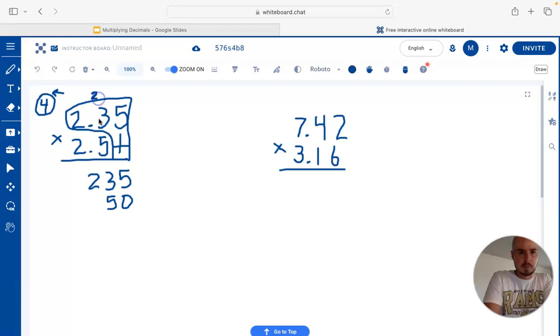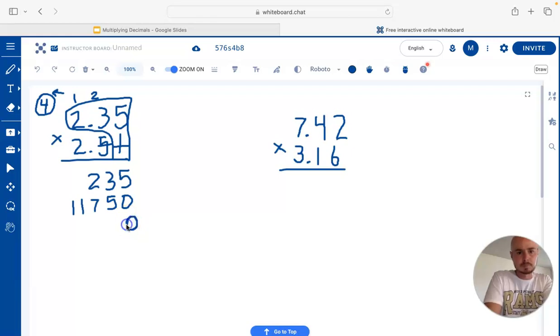5 times 3, 15. 16, 17. Regroup. 5 times 2 is 10, plus 1 more is 11. Okay, put the collar and lay 2 eggs. We're moving over 2 times now.